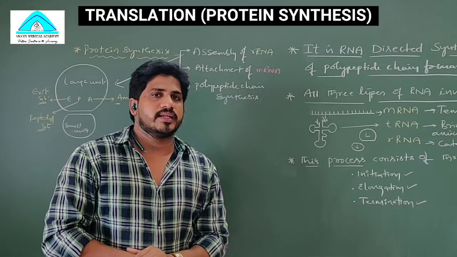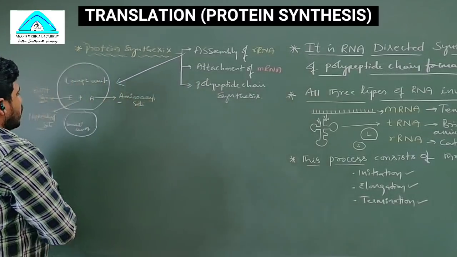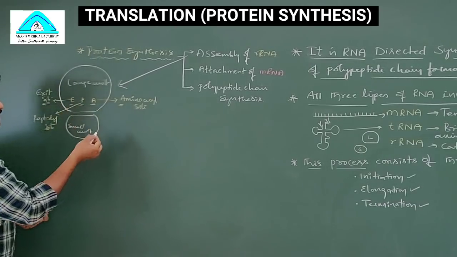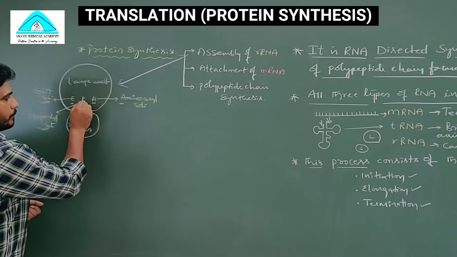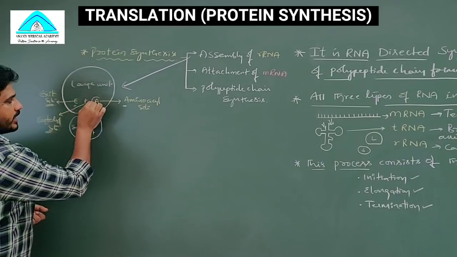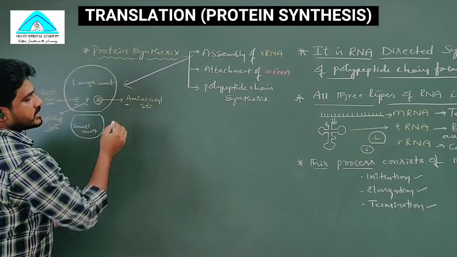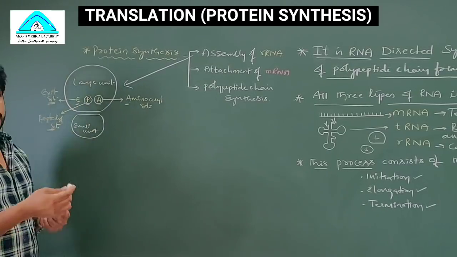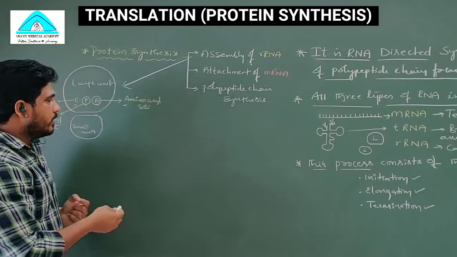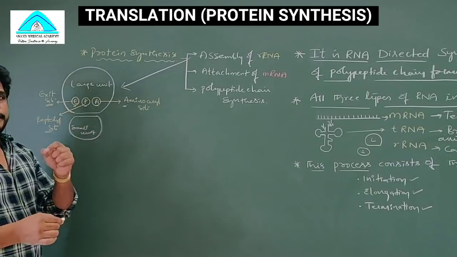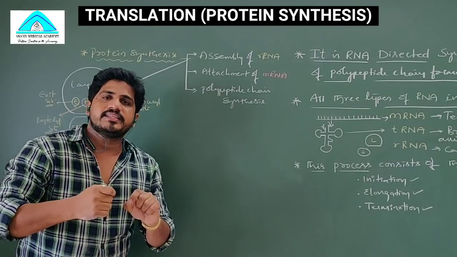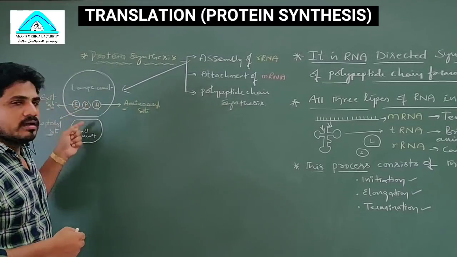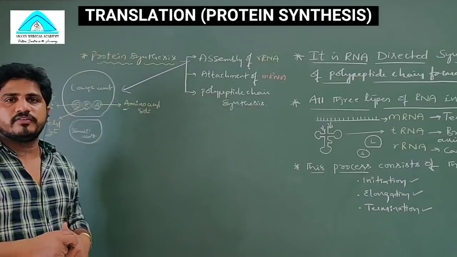One is a smaller subunit and one is a larger subunit. So in the larger subunit, there are three regions present. For our convenience, we can call them A site, P site and E site. What is the A site? It is the aminoacyl site. The second one is the P site, meaning peptidyl site, which helps to form the peptide bond. And what is the E site? Once a peptide bond is formed, the E site helps the tRNA to exit, coming out of the complex. Clear? In the process you will understand.